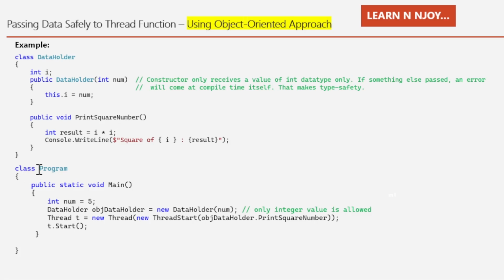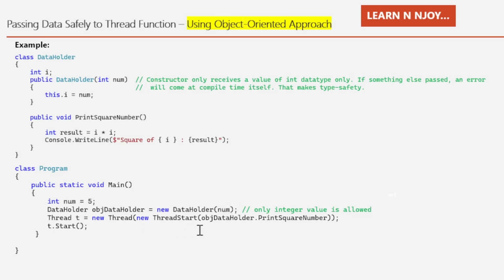Now there is another class named Program that has the Main method, which is the entry point of this application. Here is a variable named num of int data type, and I have initialized it with the value 5. Now I have created an instance of the DataHolder class: DataHolder objDataHolder = new DataHolder(num). Here I have passed the num value to it. Keep in mind only integer values are allowed over here.